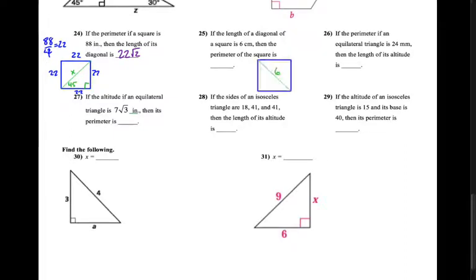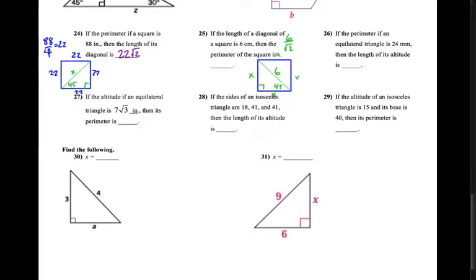Number 25 goes the other way. If the length of a diagonal of a square is 6 centimeters, well, it's a 45, 45, 90. 6 is the hypotenuse. I need to know, in order to find the perimeter, what each of these sides is. So I'm going to go 6, 45, 45, 90, bigger thing to smaller.